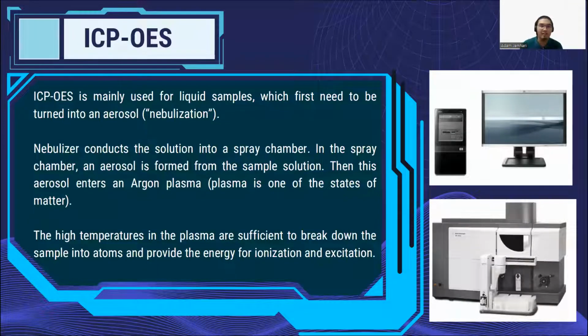This equipment is mainly used for liquid samples, which first need to be turned into an aerosol. The nebulizer conducts the solution into a spray chamber. In the spray chamber, an aerosol is formed from the sample solution. Then the aerosol will enter an argon plasma. The high temperature in the plasma is sufficient to break down the sample into atoms and provide energy for ionization and excitation.